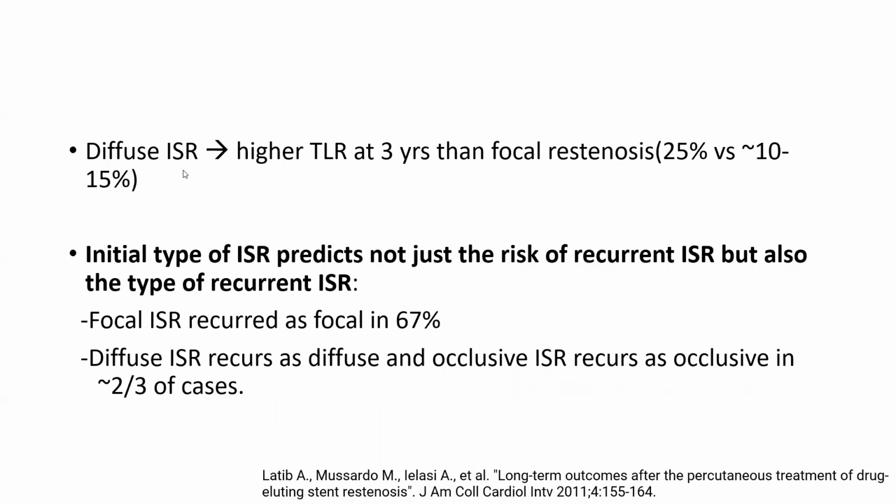And like I mentioned, if you have diffuse in-stent restenosis, the numbers are higher. Even with restenting, you go to 25% recurrent restenosis versus 10 to 15%. An important thing about that classification of diffuse versus focal is not only what's the risk of recurrent restenosis, it also predicts, if you do have recurrent restenosis, what type it is. So if you have focal ISR and you restent it or DCB it, if it recurs, it will usually recur as focal ISR. If you have diffuse ISR and you treat it, it will usually recur as diffuse and occlusive in more than 2/3 of the cases.